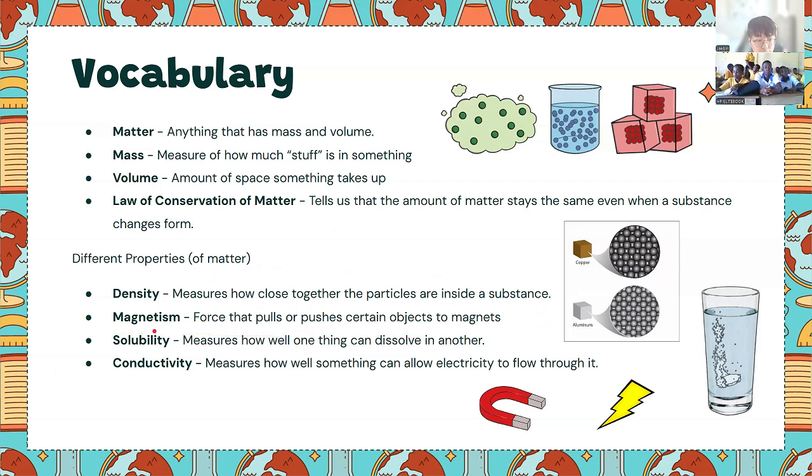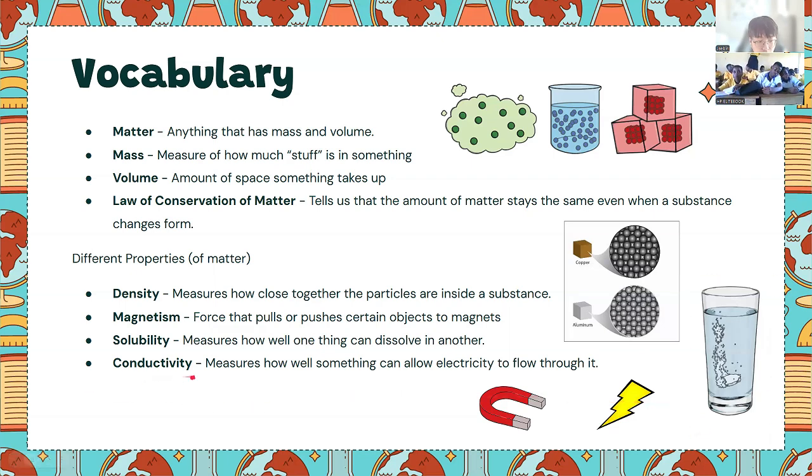The next one, magnetism, is pretty simple. It's the force that pulls or pushes certain objects to magnets. This we will see can distinguish some metals. The next property is solubility. This measures how well one thing can dissolve in another. Some things can dissolve in one substance, but the other may not, so we can distinguish these types of properties.